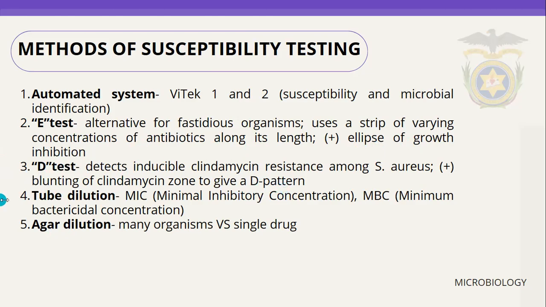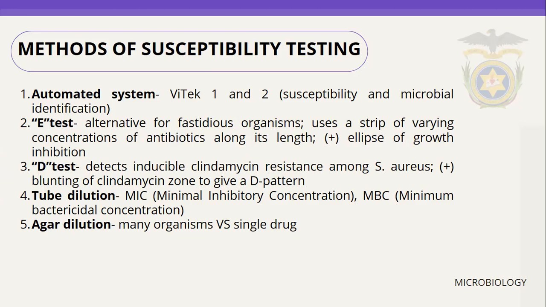Okay, so let's proceed to our tube dilution, and we often use this for MIC, which is the minimal inhibitory concentration, and MBC, which is the minimum bactericidal concentration. So always remember that MIC is the lowest concentration that inhibits bacterial growth, while MBC is the lowest concentration that kills bacteria.